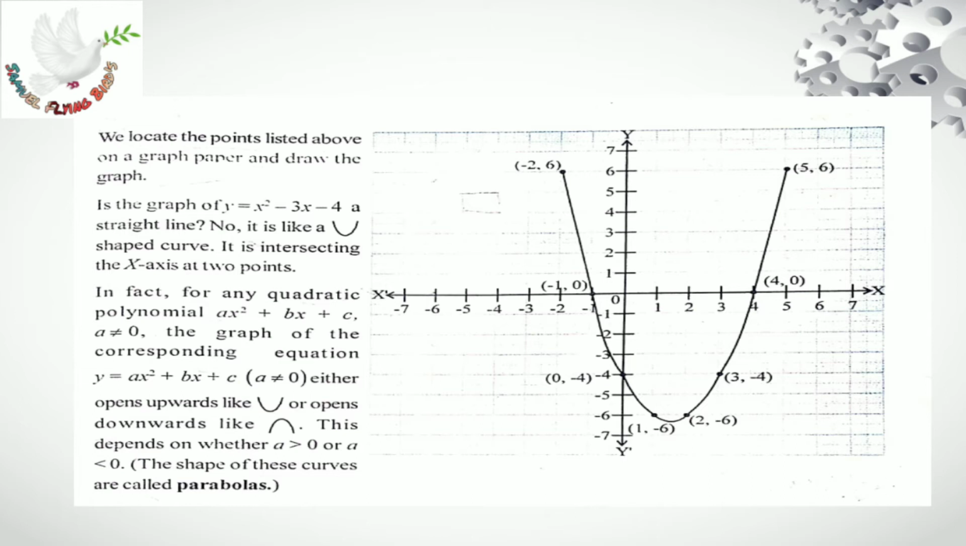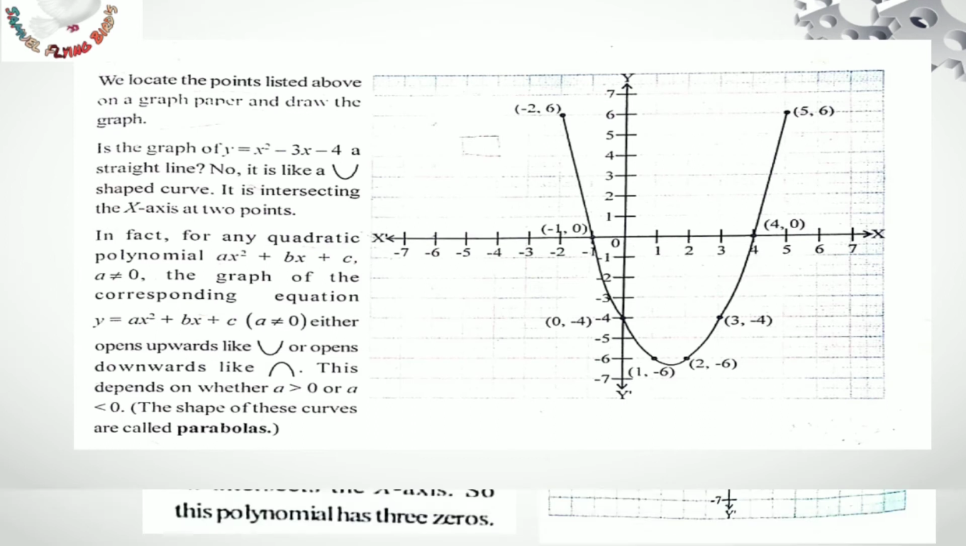In fact, for any quadratic polynomial ax square plus bx plus c, where a is not equal to 0, the graph of the equation y equal to ax square plus bx plus c either opens upward or downward. This depends on whether a is greater than 0 or a is less than 0. The shape of the curve is called a parabolic curve.